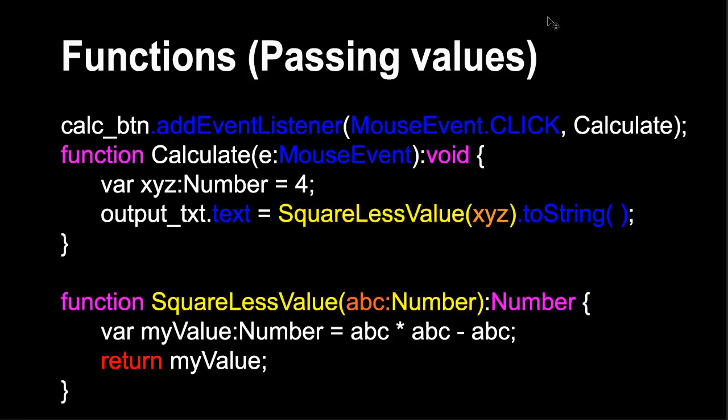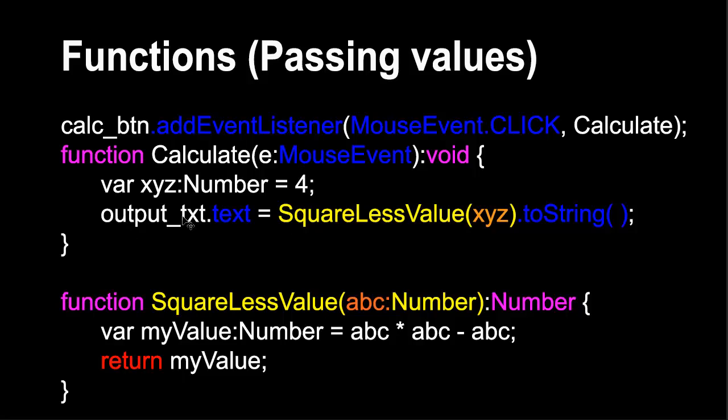So I've got a button listener event that's going to call a function called calculate. And calculate creates a variable called xyz, which is of a number data type, places a value of 4 into it. Let's suppose that we have a need for a procedure that squares a number and subtracts the value of the number from that result. So it's the square minus the value. And I might want to do that over and over again for different things. So I'm going to put that into a function. So I've created a function here called square less value.